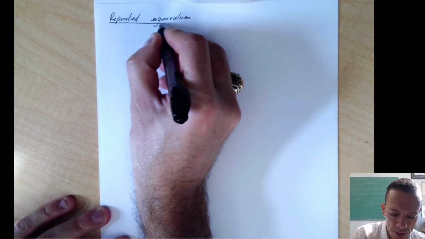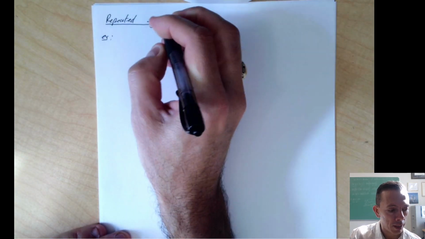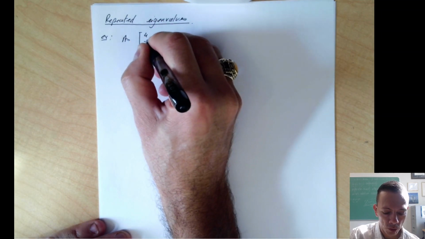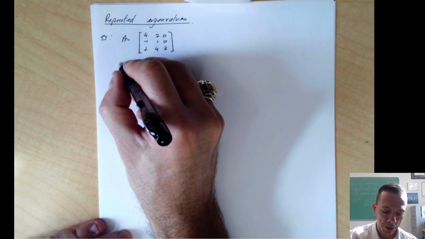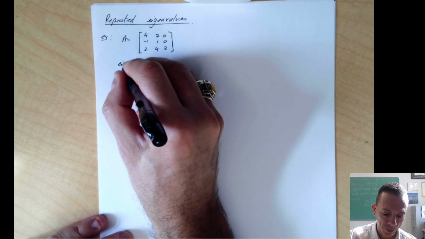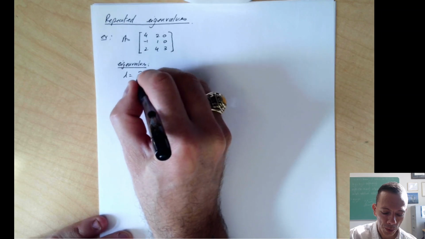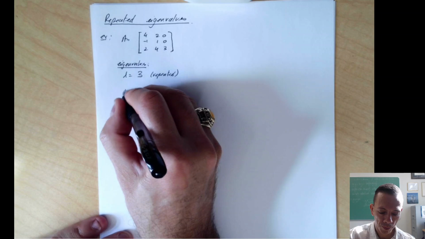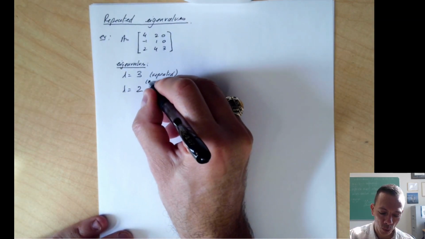So coming back to our discussion of repeated eigenvalues. As we saw in the exercises, many times you have a repeated eigenvalue, which means an eigenvalue with a multiplicity greater than 1. If we take this example of the matrix A, 4, 2, 0, negative 1, 1, 0, 2, 4, 3, we found that the eigenvalues are lambda equals 3, which is a repeated eigenvalue, so multiplicity 2, and lambda equals 2, with multiplicity 1.